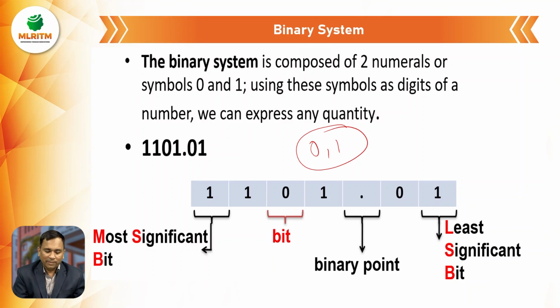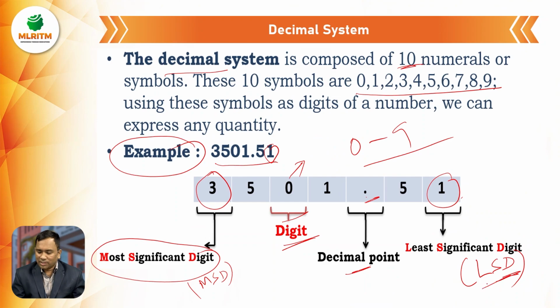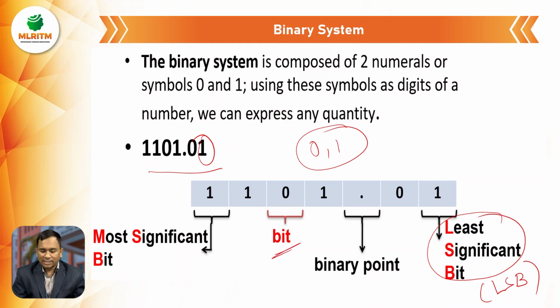For example, if I'm taking the example 1101.01, in the same way as the previous example, the rightmost bit I'm calling the least significant bit. Here the abbreviation is LSB. But in the decimal system, it is called the least significant digit. Each number I'm calling a digit there, but in the binary system, each number I'm calling a bit. So LSB means least significant bit.